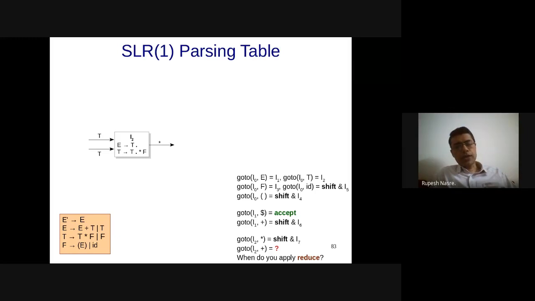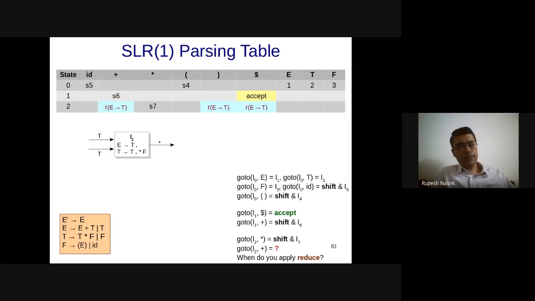So what happens on I2 plus, and we are also going to look at 0 and 1, which I am going to write down anyway. Right. So the 0 is going to be on ID S5, that is what we said, and on opening parenthesis shift and I4, and then on E, T, F I'm going to go to states 1, 2, 3, right? So this is what I have written in my parsing table. This is called as SLR1 parsing table using LR0 automaton.